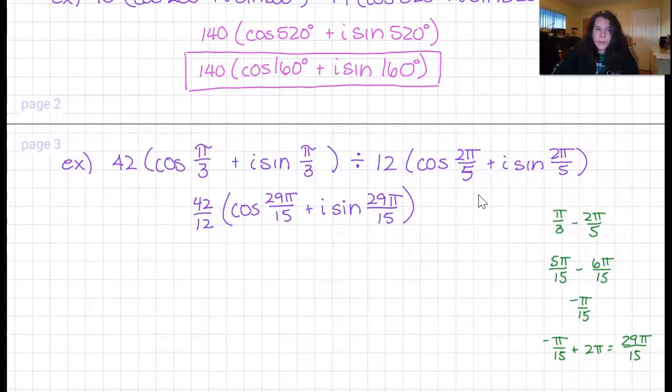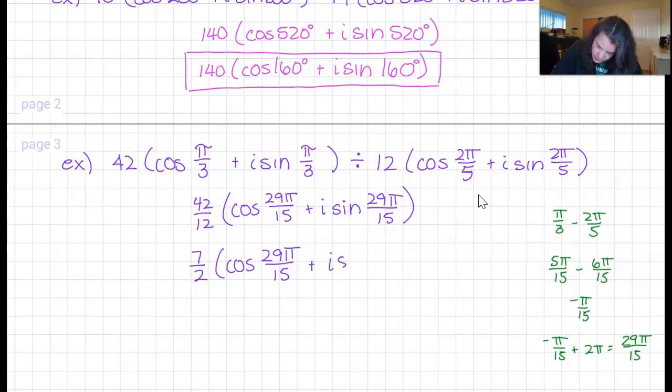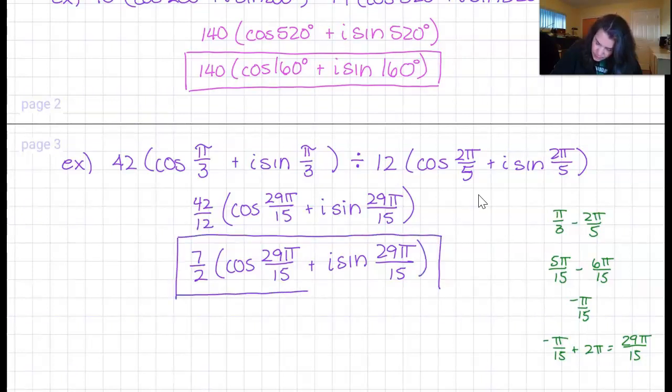Let's reduce that 42 over 12. 6 can go into both of them. So we have 7 over 2. 7 halves cosine 29 pi over 15 plus i sine 29 pi over 15. We have a little more work because of the radians. But other than that, it's pretty good.